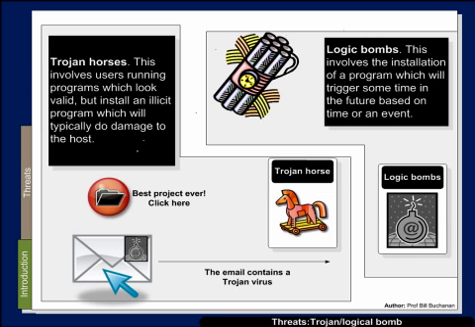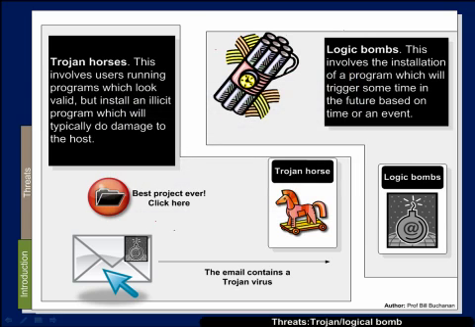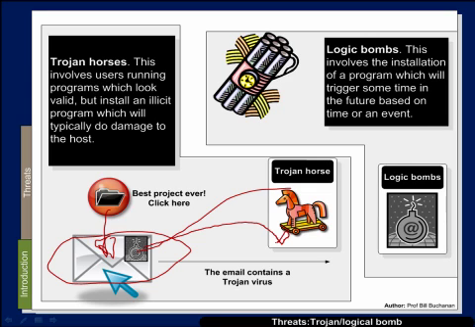Trojan horses are a major threat for us. With a Trojan horse, we have the threat inside some other delivery vehicle. In this case, we have a Trojan virus inside an email. So once the email is opened, the Trojan might be installed and then could go off at some time in the future, which leads us to logic bombs.